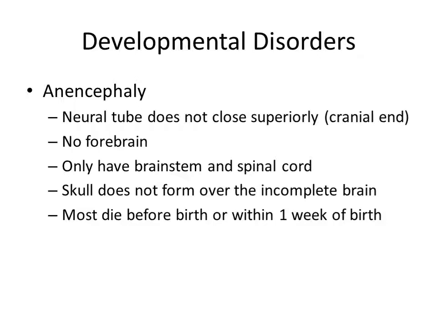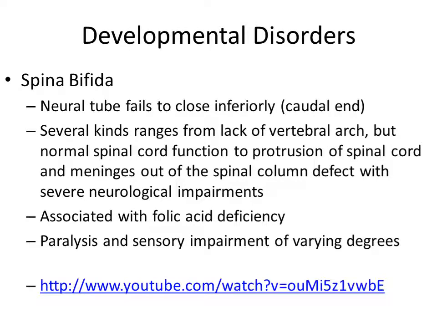So again, you don't have to know what anencephaly is, but you need to understand the process of closure of the neural tube and the general order that things take place in. The next disorder is spina bifida. I mentioned spina bifida is failure of the tube to close inferiorly. There are several different kinds of spina bifida.